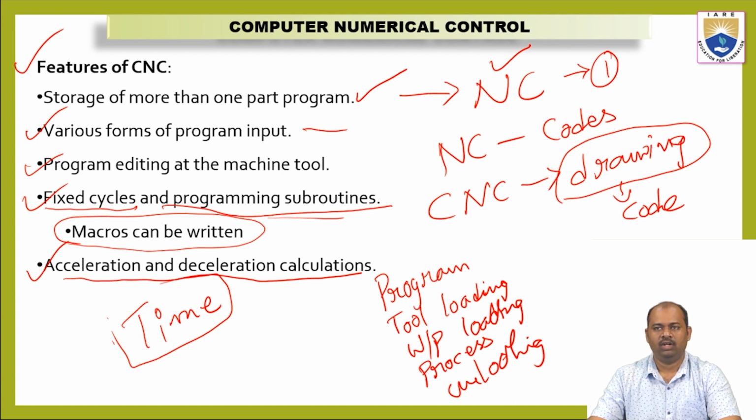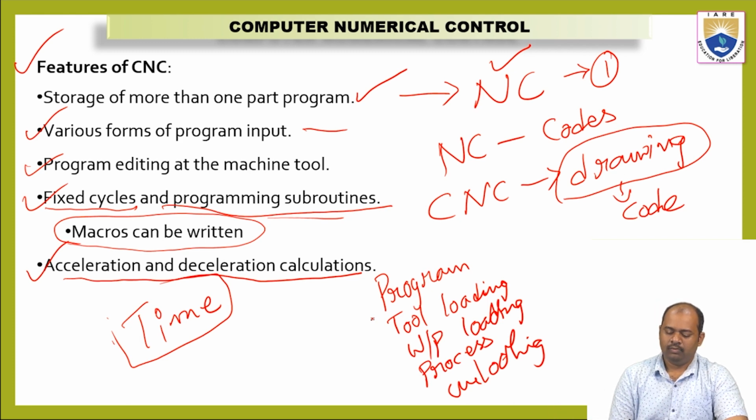First of all, we give the program, and after that the tool is loaded into the machine, and then the workpiece is loaded into the machine. Then the machine is started. The machine has to accelerate from its zero position, like 0 speed, to maximum speed. Then it will start cutting the workpiece, and after processing has completed, it will be unloaded.